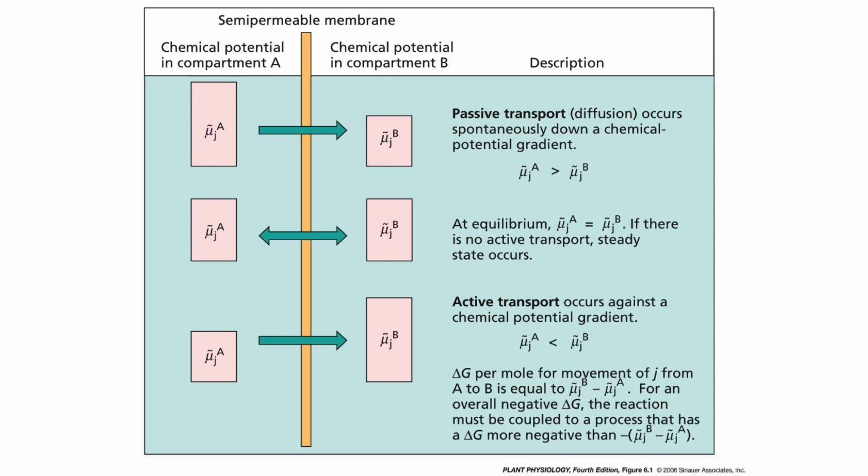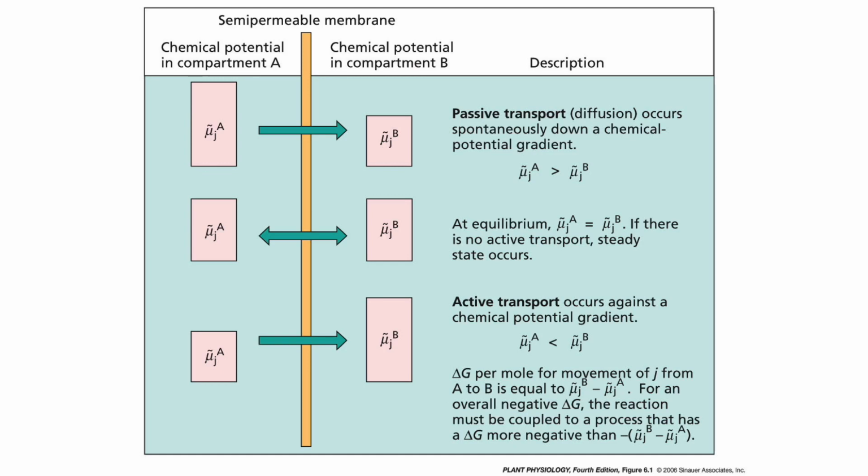In the middle section, we can see both boxes are of the same size. So this means that both chemical potentials are equal and there is no net transport. As a result, we have no active transport under these circumstances. The arrows are going in both directions in equal ways.